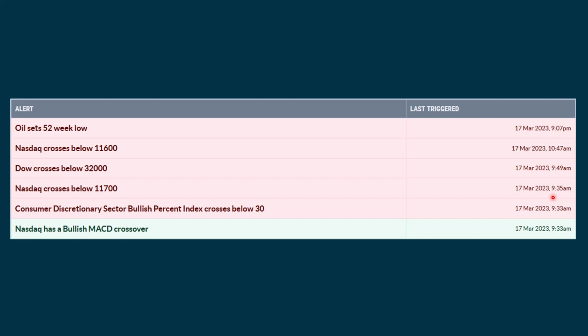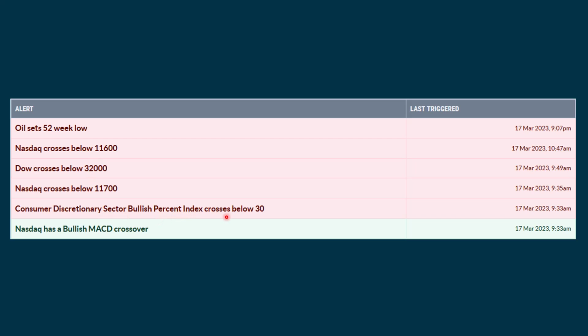The technical alerts, these are released every day. This is just Friday's alerts. When they're in blue, that's positive. When they're in red, that's negative. One area that we've seen some strength in lately is the NASDAQ, and it had a bullish MACD crossover right at the open on Friday, where all of the other signals were negative.